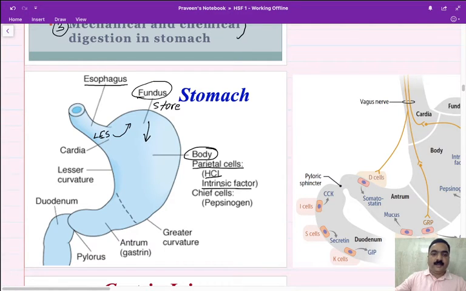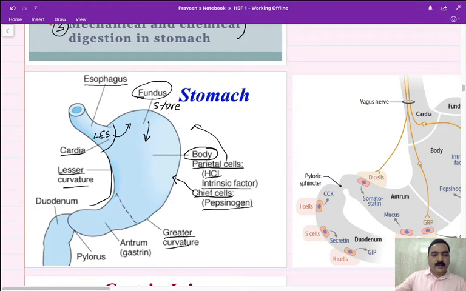In the body you have the parietal cells, which secrete hydrochloric acid, HCl, and the intrinsic factor. Also there are chief cells that secrete pepsinogen. You can see parietal cells are more towards the fundus, and chief cells are more towards the body of the stomach. This part is referred to as the greater curvature, and this is the lesser curvature. This side is referred to as the cardiac side of the stomach, the fundus and the body.